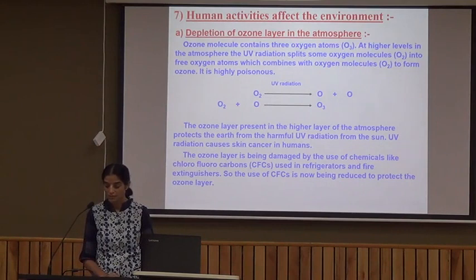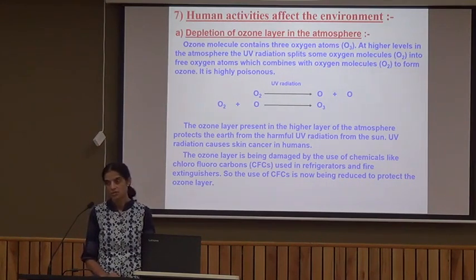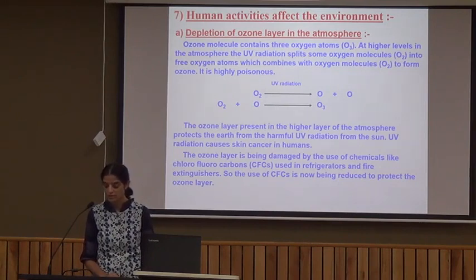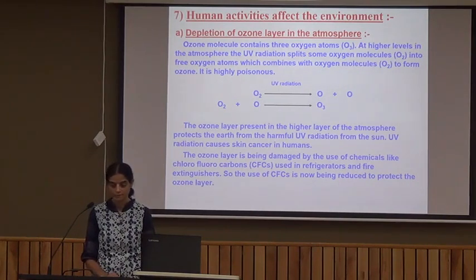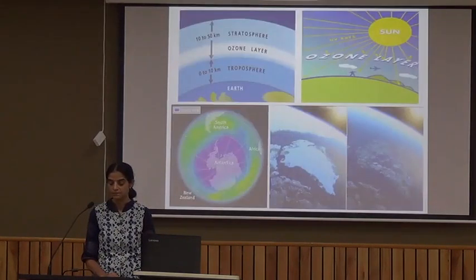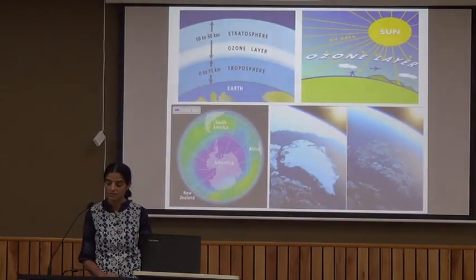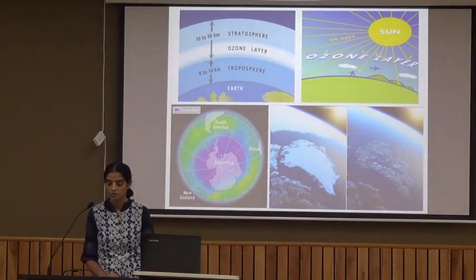The ozone layer is also damaged by the use of chemicals like chlorofluorocarbons, which are used in our refrigerators and ACs. So the use of CFCs is now being reduced to protect the ozone layer. We can say the ozone layer is actually the protective umbrella for us. Here are some figures which represent how the ozone layer in the atmosphere is getting depleted and is resulting in an ozone hole in our atmosphere.